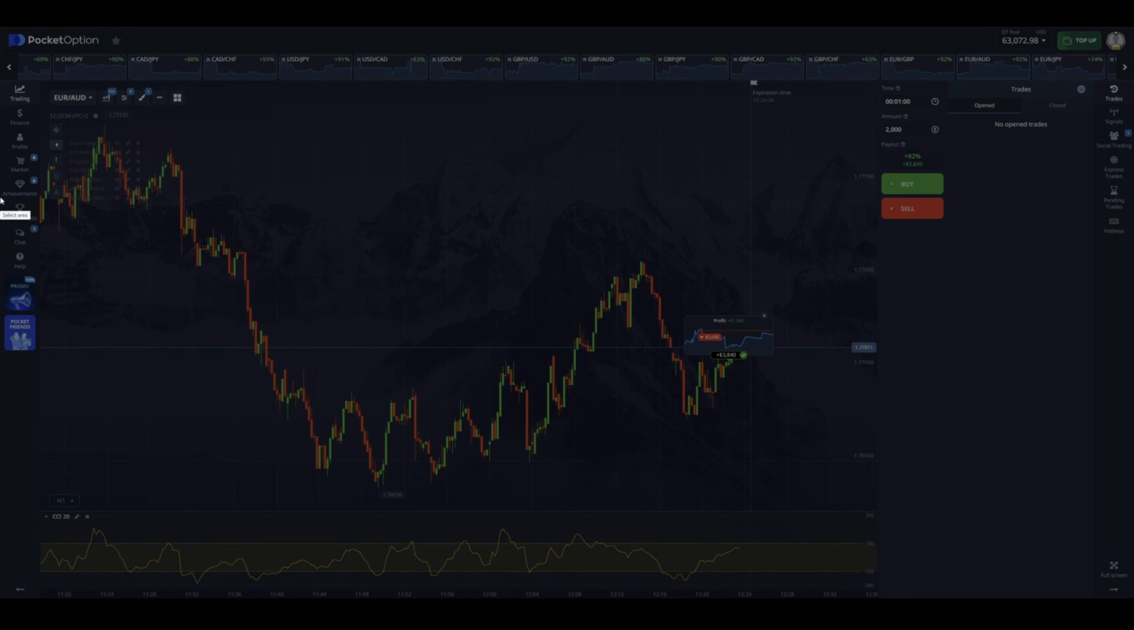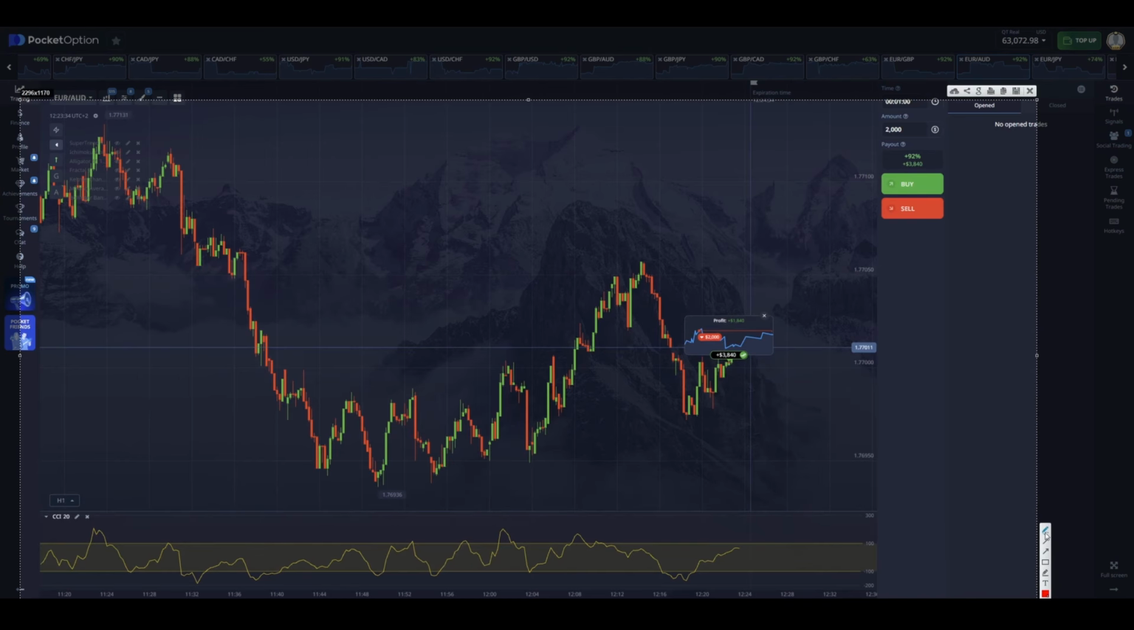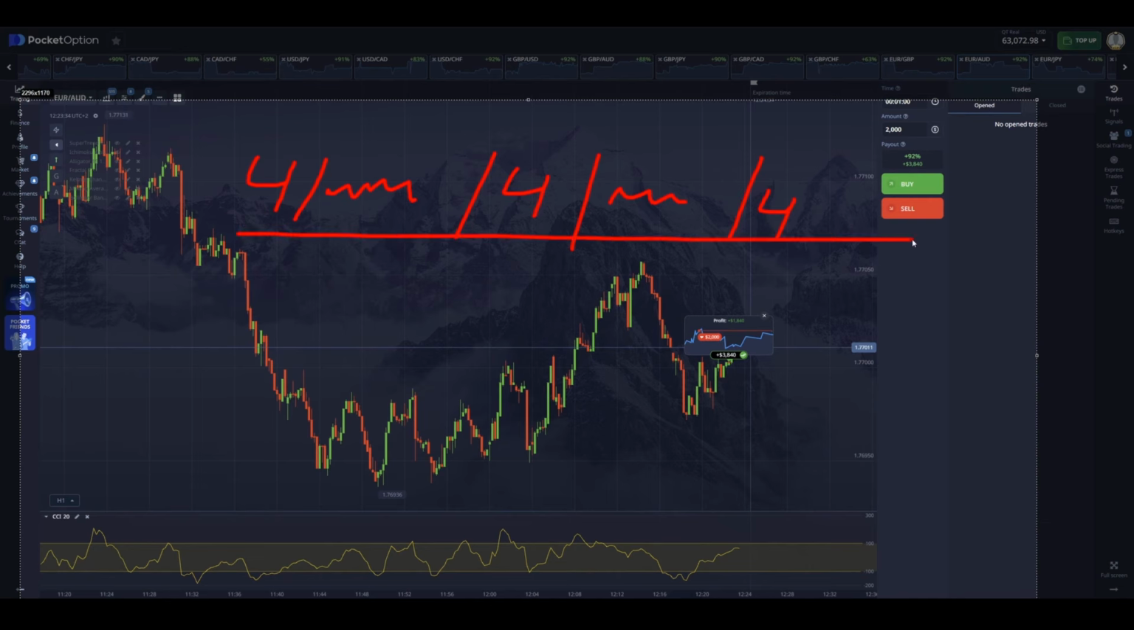So what you need is a clear system. For example, you wake up in the morning, or before work, or after work, or even at work, it doesn't matter. You open 4 trades, you get through them, then you take a break. After that, you open another 4 trades, then another break, and then 4 more trades. So, your schedule could look like that.